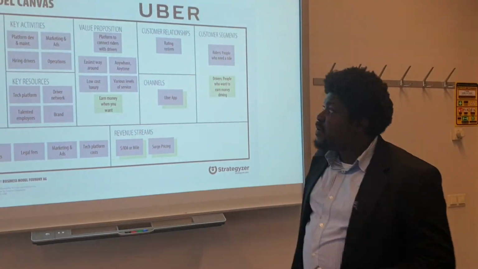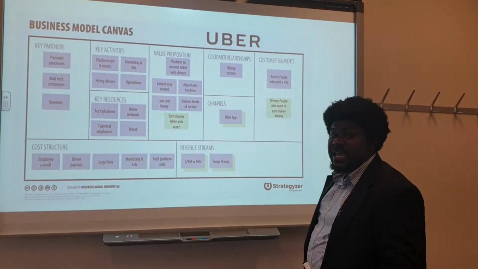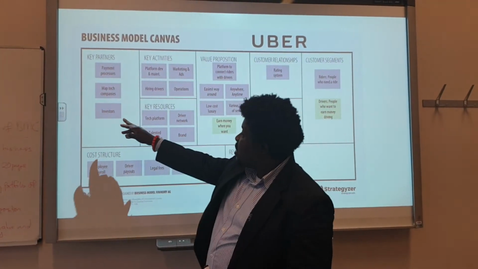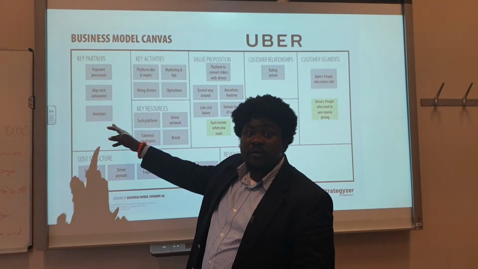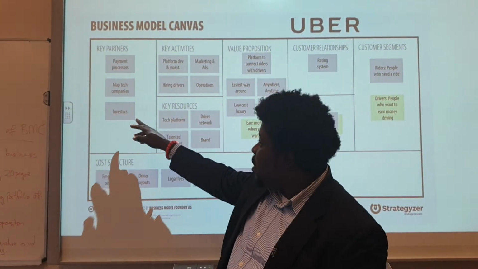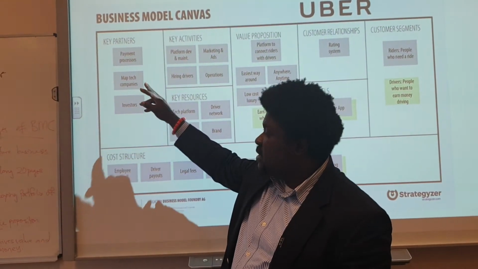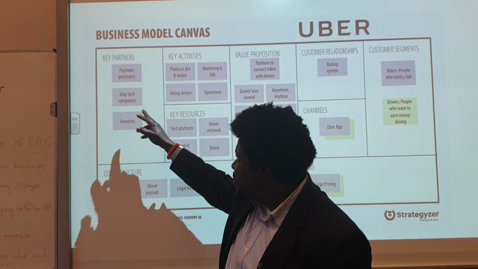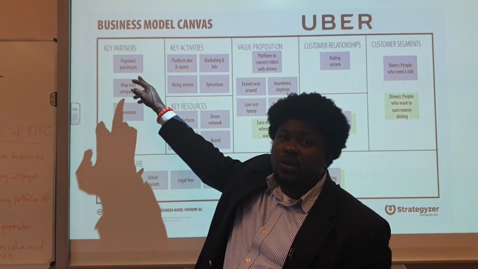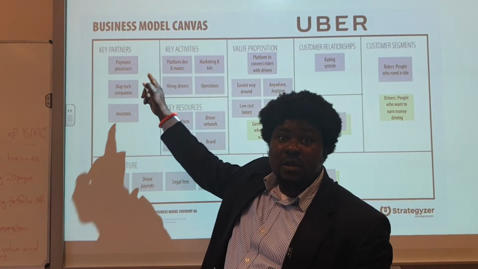What's interesting now is to look at the business model canvas for Uber. Who are the key partners of this Uber service? The investors, those people who have invested in that concept or in the organization. The map tech companies, companies that provide map tech services, navigations, and the payment processor companies. So these are major key partners or stakeholders for Uber.